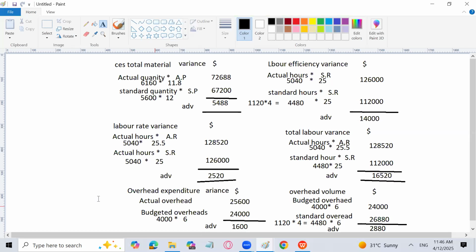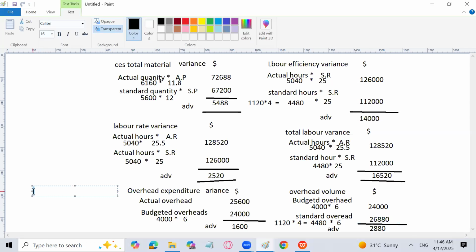Okay. Now we will go to the total fixed overhead variance. Actually, the question requires us to find the total overhead variance, but I have calculated both parts also: the fixed overhead expenditure variance and the overhead volume variance. The total variance is the difference between actual overhead cost and standard overhead cost. Actual overhead cost is given, that is 25,600, and standard overhead cost we have calculated, 4480 into 6, that is 26880.